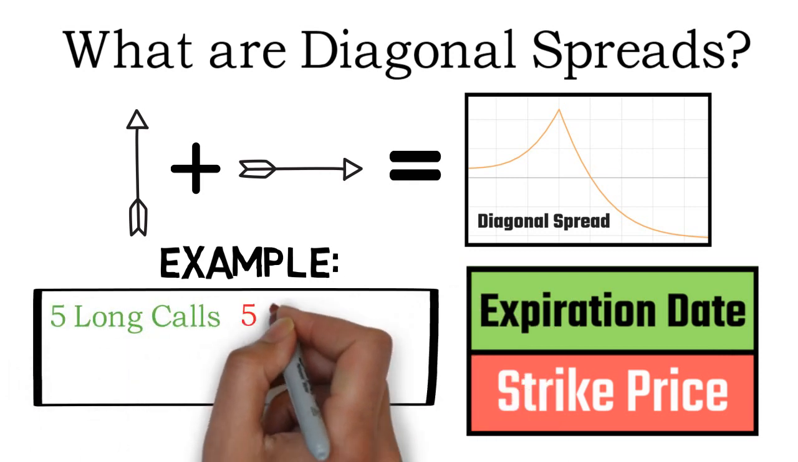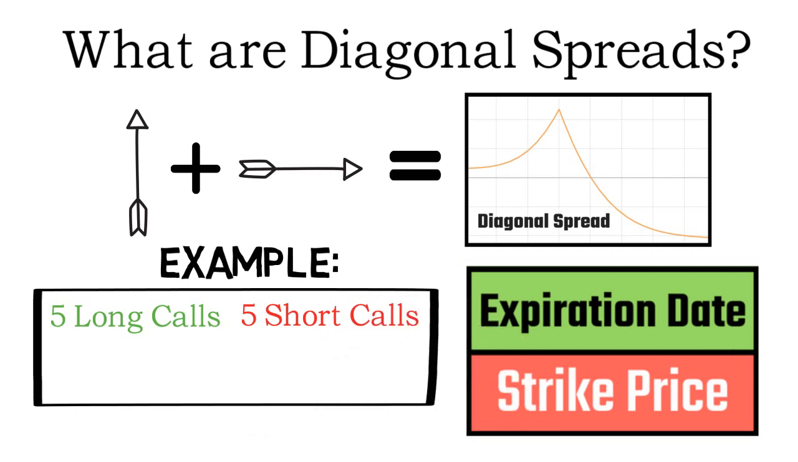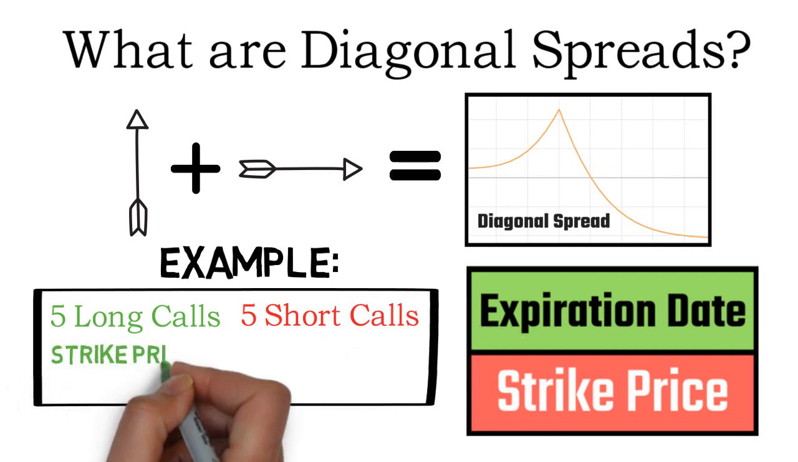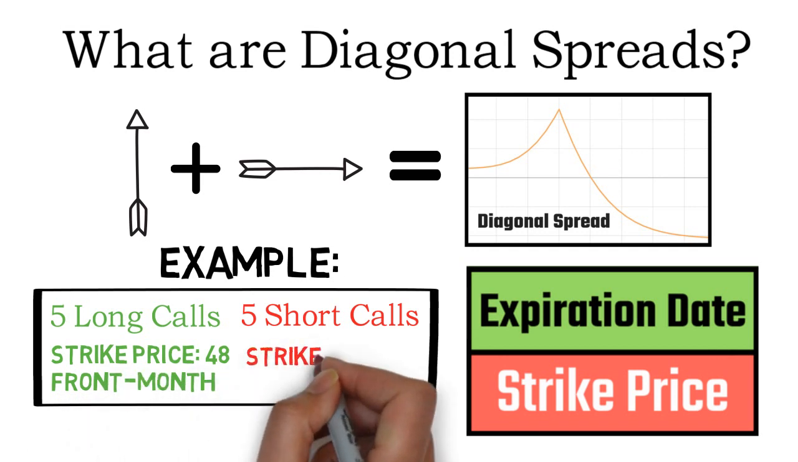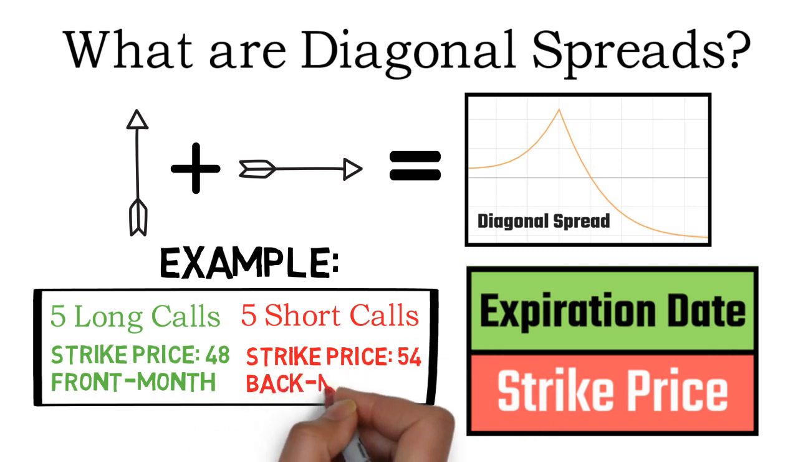In our example, we have 5 long calls and 5 short calls. The 5 long calls all have the strike price 48 and they're all in the front month. The 5 short calls have the strike price 54 and they are all in the back month, which means that they have a later expiration date than the long calls. As you can see, these options have different strike prices and different expiration dates. Nevertheless, there are still the same number of long as short options, and it's only one type of options. There are only call options and not put options. Therefore, this is a diagonal spread.